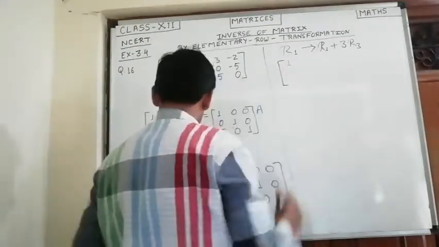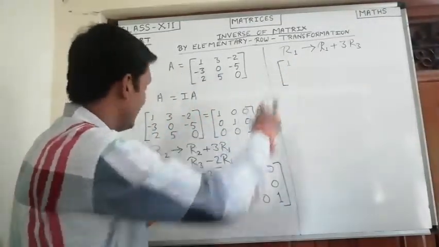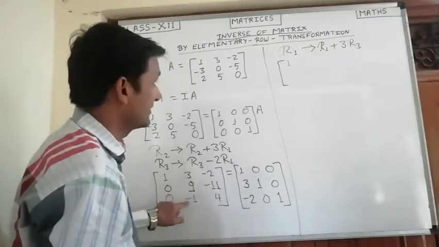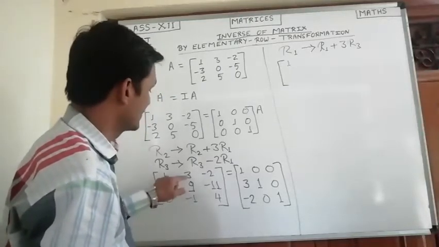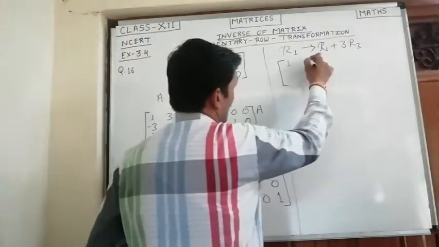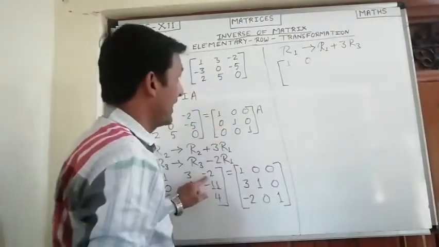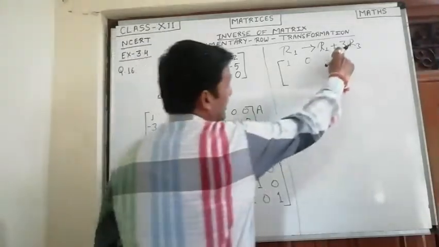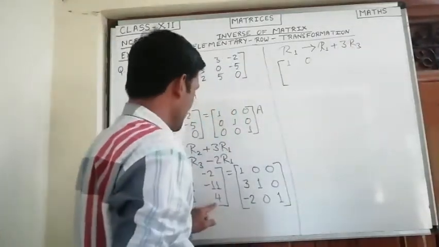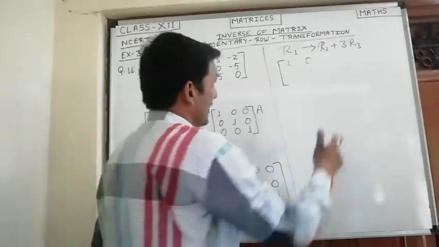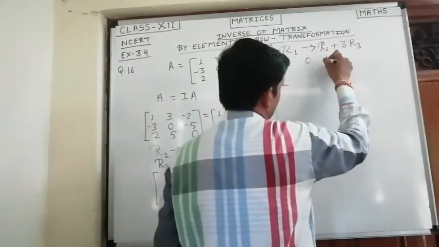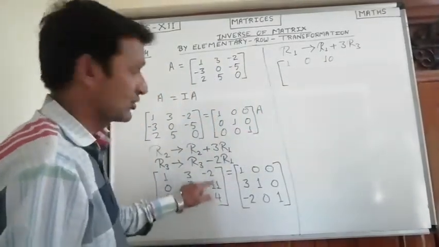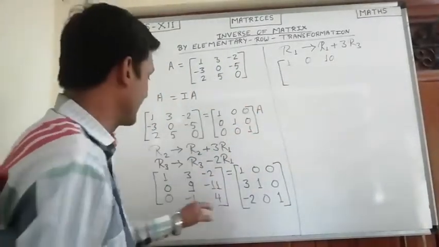In the first row, 1 minus 1 plus 3 into 0, that is 1 only. 3 minus, minus into plus, that is minus. So 3 minus 3, it will be 0. Now here it is minus 2 plus 3 4s are 12. So minus 2 plus 12 is 10, because 4 3s are 12.